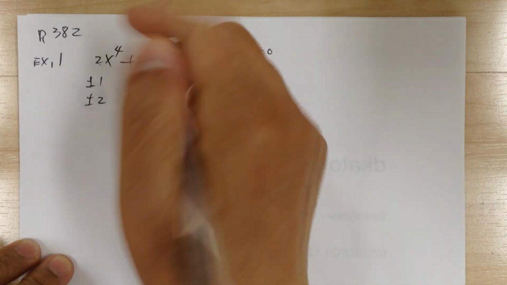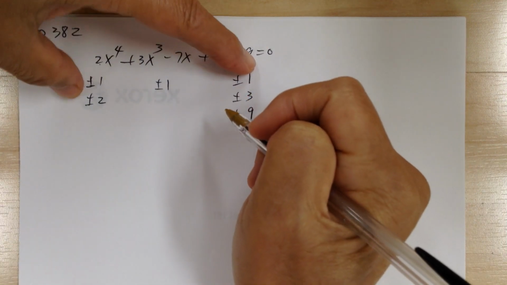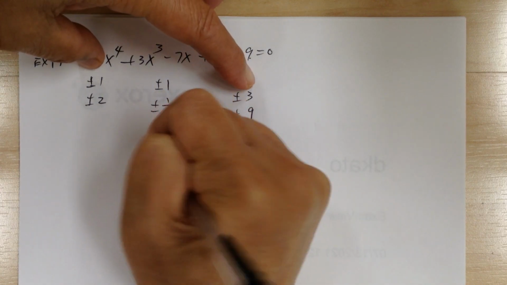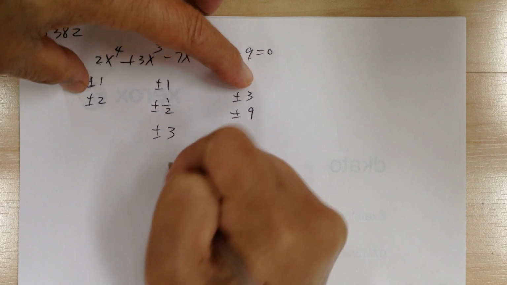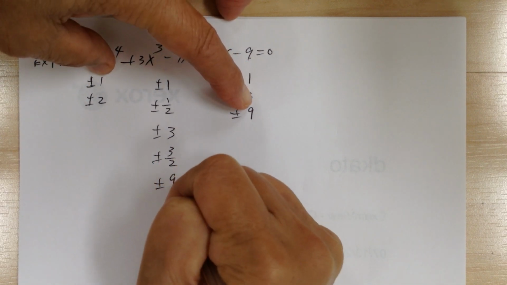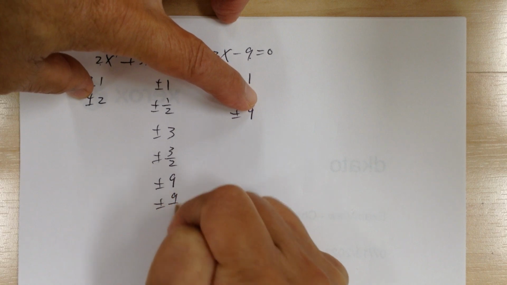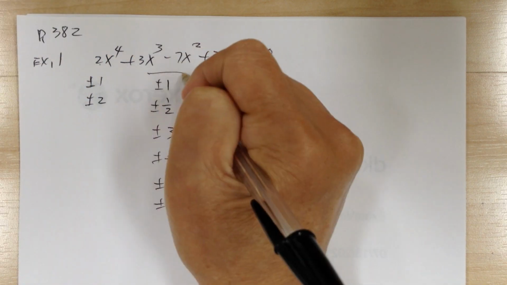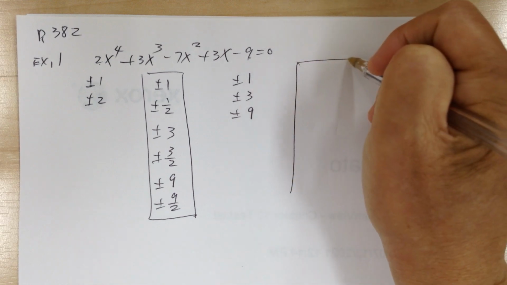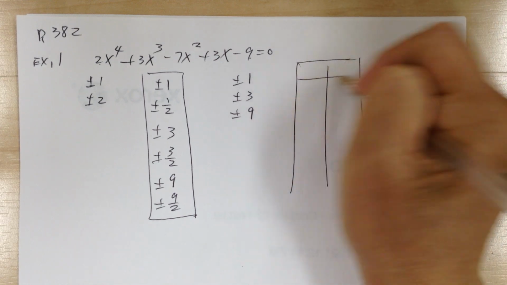Okay, so this over this would be plus or minus 1. This over this would be plus or minus 1 over 2. This one would be plus or minus 3. This would be plus or minus 3 over 2. This one would be plus or minus 9. This would be plus or minus 9 over 2. Okay, so this is the list that you need to try. Okay? Okay, so that's one, keep track of what we have.